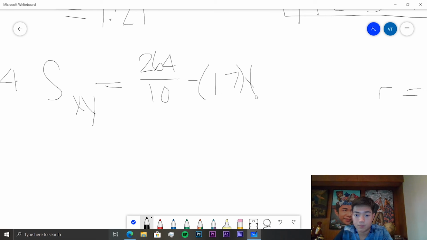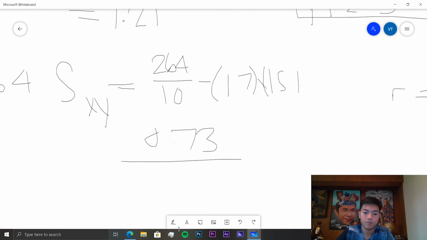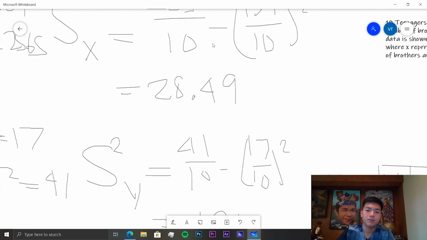Times 15.1. So 26.4 minus 1.7 times 15.1 is equal to 0.73. So we have 0.73 divided by the square root of 1.21, which is 1.1, times this value over the square root of 28.49.